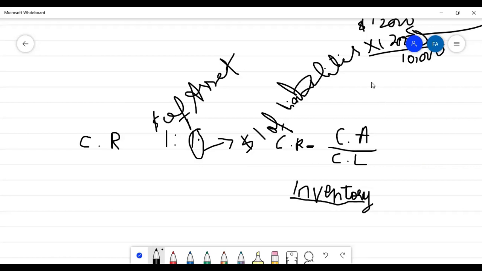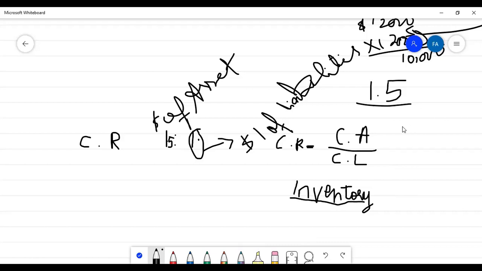So the current ratio which is considered better in terms of answer is 1.5. Ideally it should be 1:1 because $1 of asset should be equal to $1 of liability. But as you can see, your inventory and your accounts receivable cannot be converted into cash overnight. So you have to maintain it till 1.5:1. If your answer is 1.5:1, it's good. It's okay. There's no problem at all.